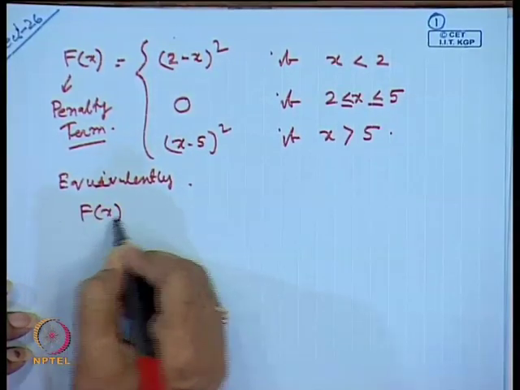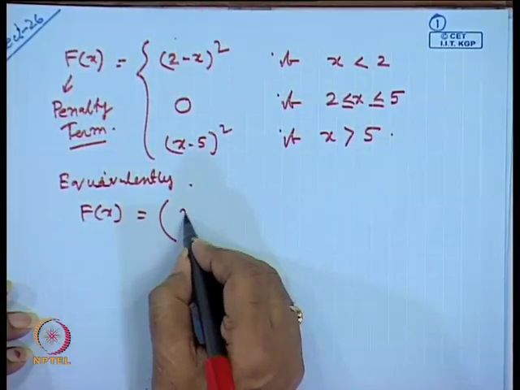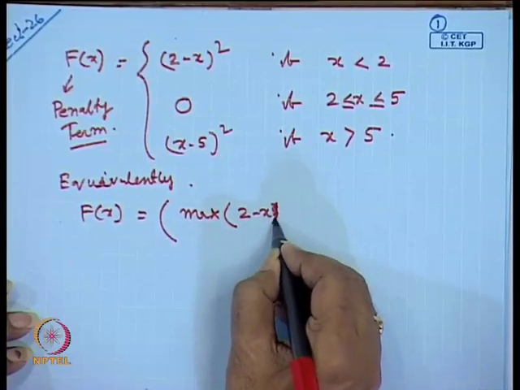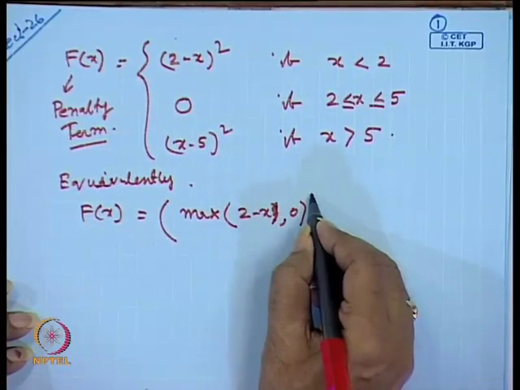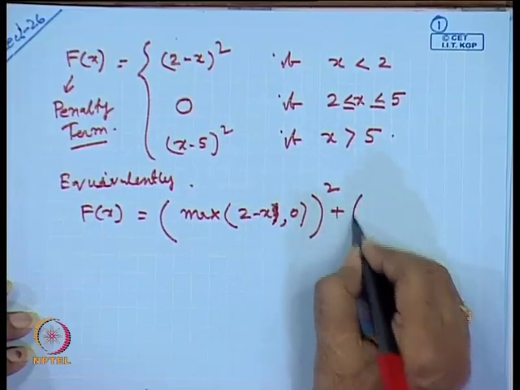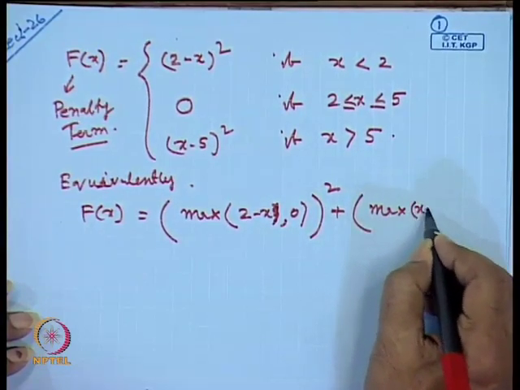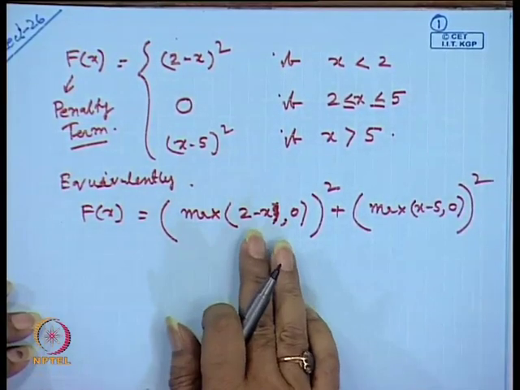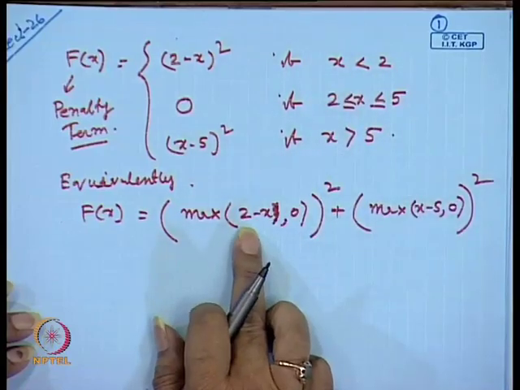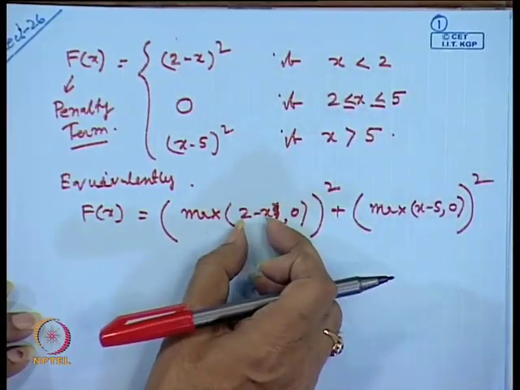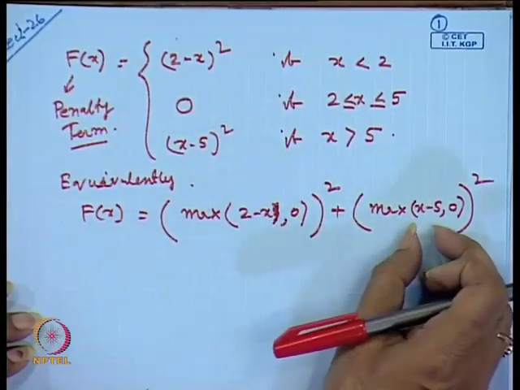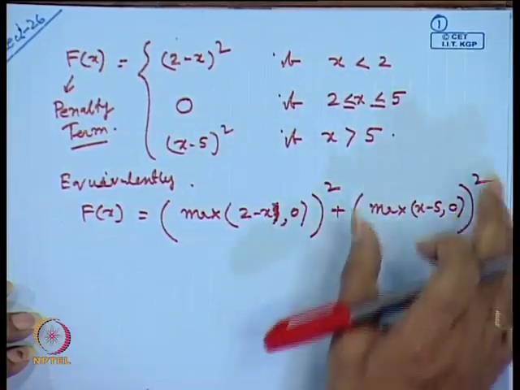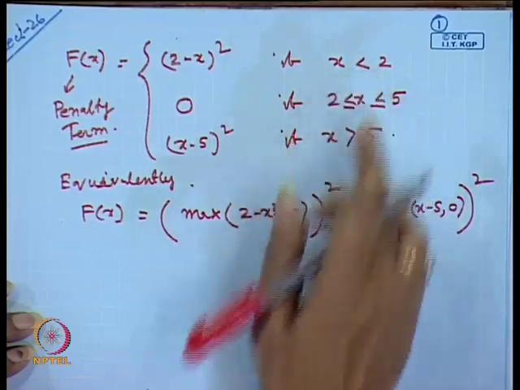So, mathematically these two expressions are equivalent: f of x is equal to max of (2 minus x, 0) whole square plus max of (x minus 5, 0) whole square. Now, you see, in this region, when x is less than 2, this quantity is positive, so you take the maximum of that one. But for x less than 2, this other quantity is negative, and the maximum of it is 0.